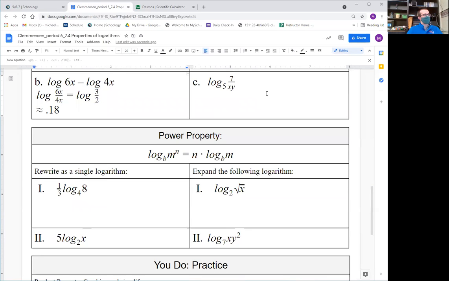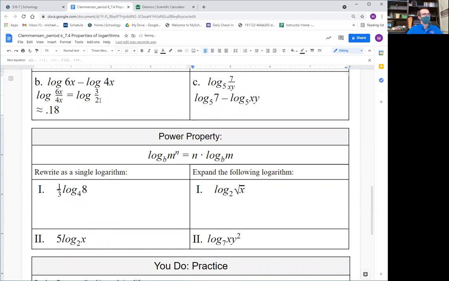All right, let's go into C then, for this next one. Who can tell me what they got for their answer for this one? Good. Log base 5 of 7 minus log base 5 of xy. That's a great first step. There's something else that we can do with this problem actually.